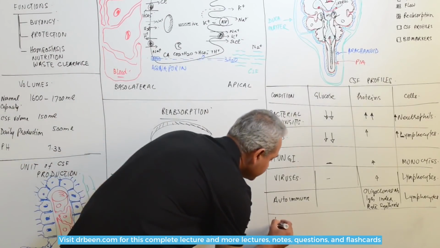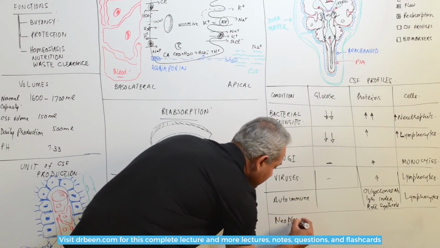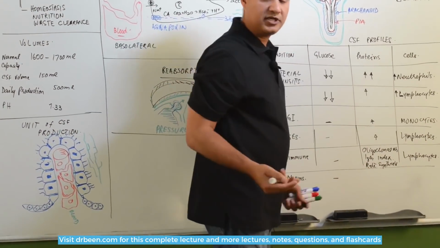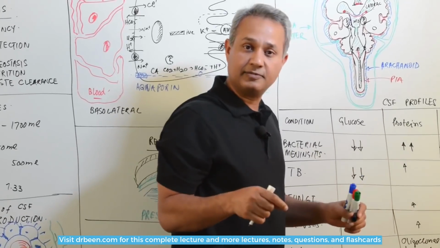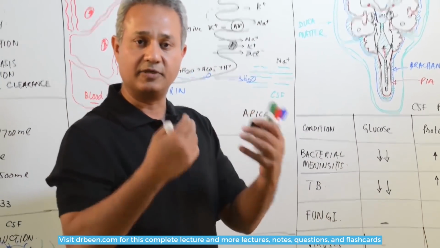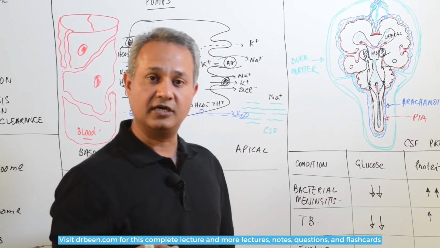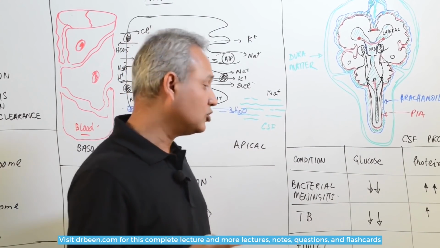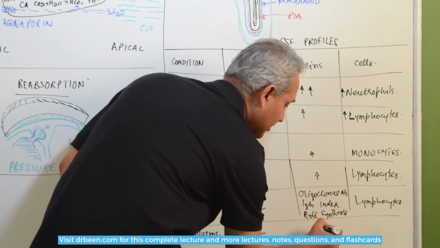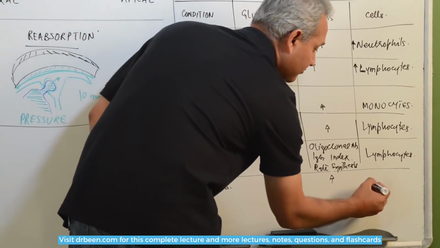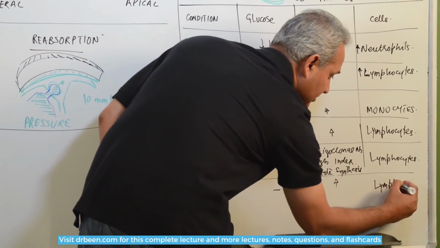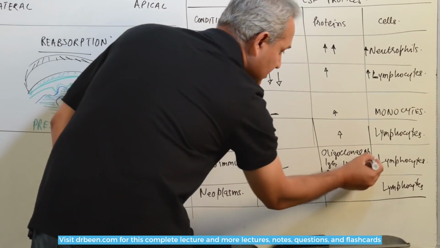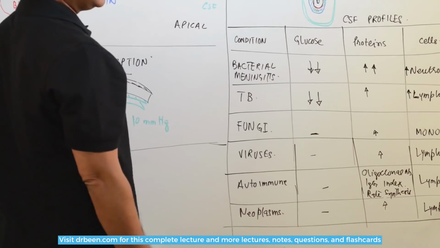Neoplasms, or cancers, tumors. Neoplasms, again, would they do anything to the glucose? No. Can they increase protein? Yeah. The neoplasm itself can involve cells that are destroyed and cells that are being produced, and an inflammatory reaction could be present, and that would produce proteins. So proteins, again, a tiny little arrow here, and then lymphocytes, of course, the cells of the immune system trying to get rid of the neoplasm.